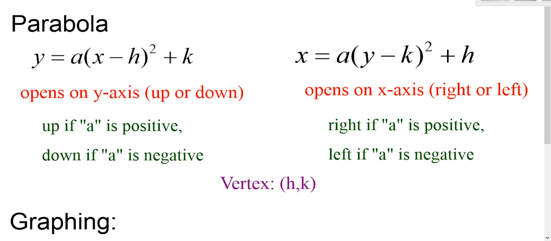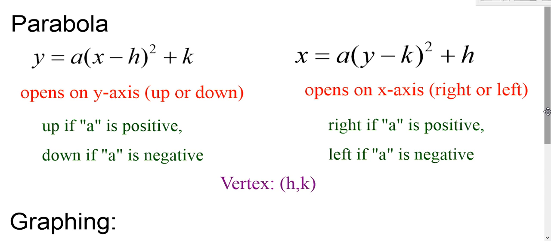Just remember that whatever is grouped with the x is your h value for the vertex. And if it's grouped with the y, it would be the k value for the vertex.